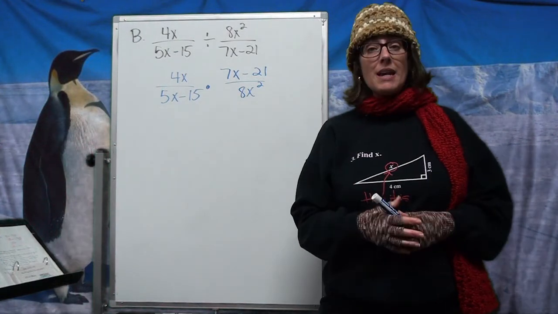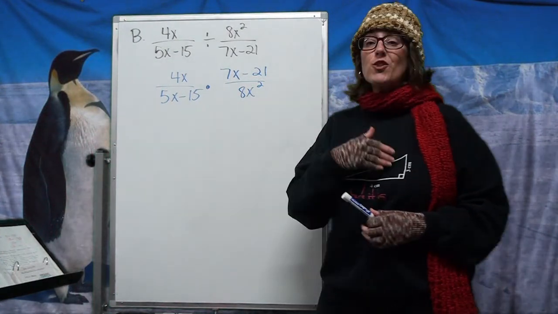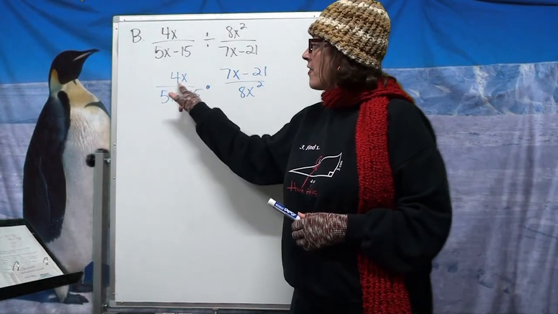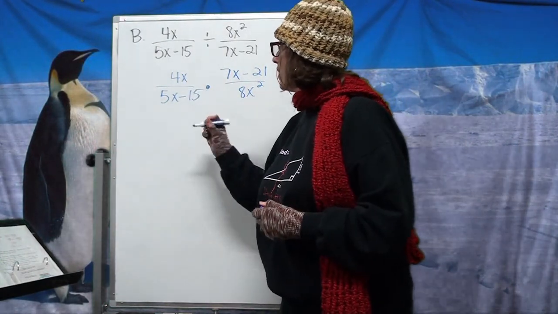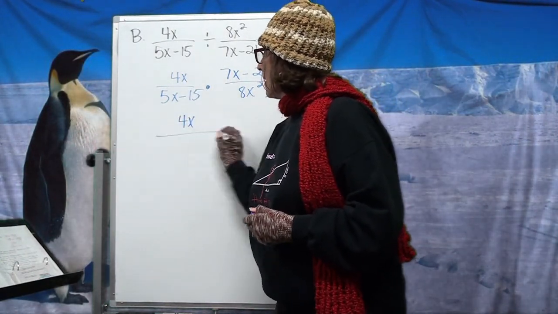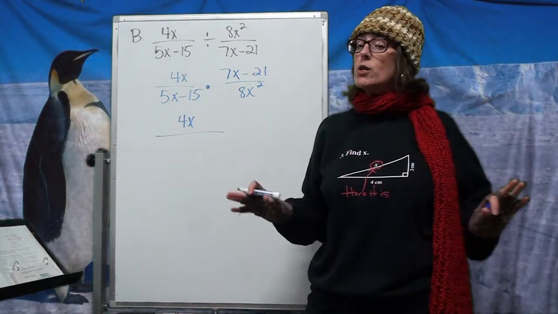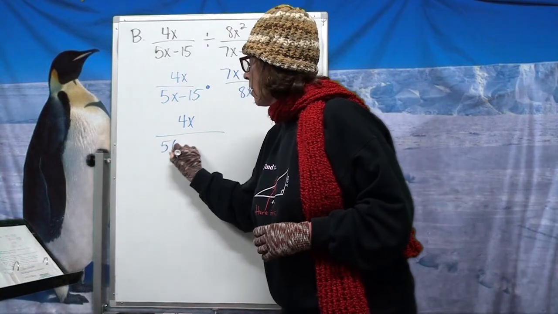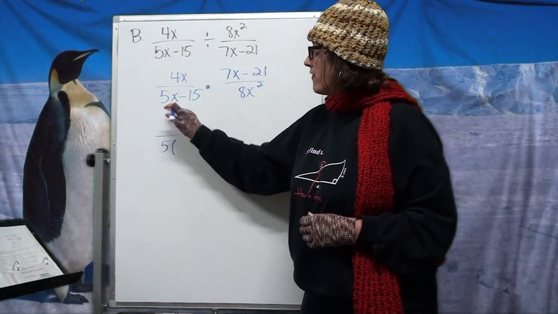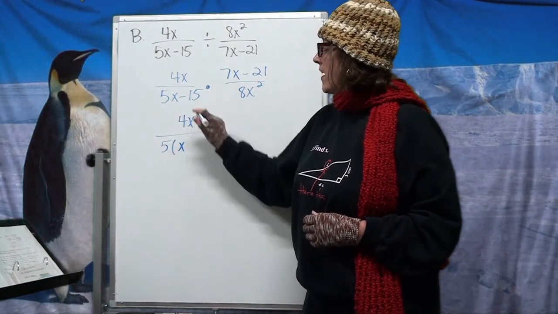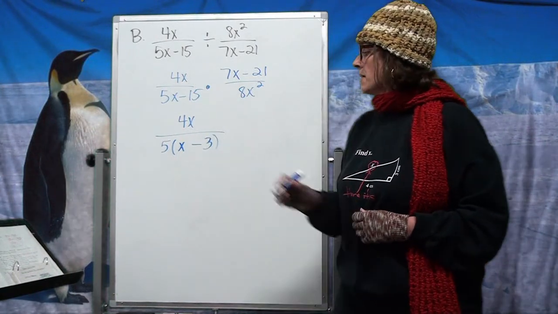But the only thing that will cancel is factors. So I need to factor everywhere that I possibly can. Now this will not factor, so I'm going to leave it alone. This denominator, I can divide a 5 out of each one of those. And remember, you always, always, always look first to see if there's something common that you can divide out. When I divide the 5 out of here, I'm left with x. Divide the 5 out of here, I'm left with minus 3.